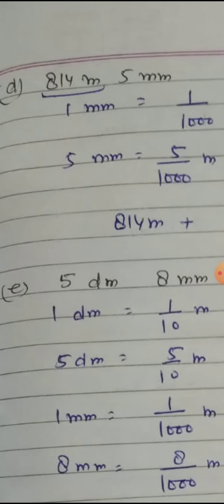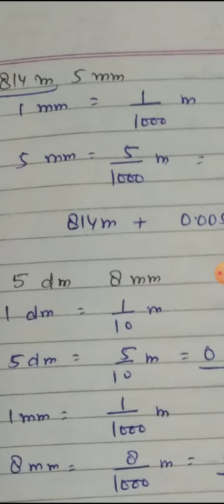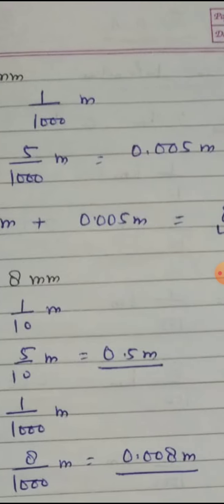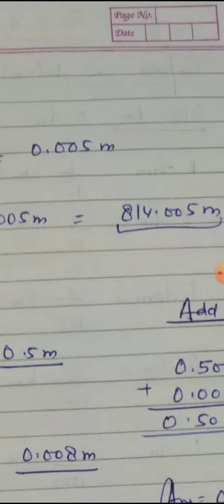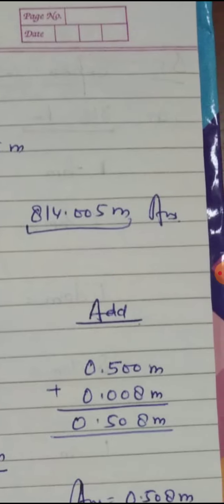Now add this with 814 meter. 814 is already given, plus 0.005 meter is here. Add these numbers. In 814 there is no decimal, so you have to put a decimal and put zeros. 814.000 and add 0.005, you will get 814.005 meter.